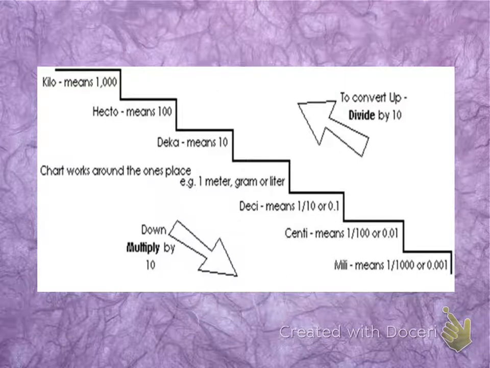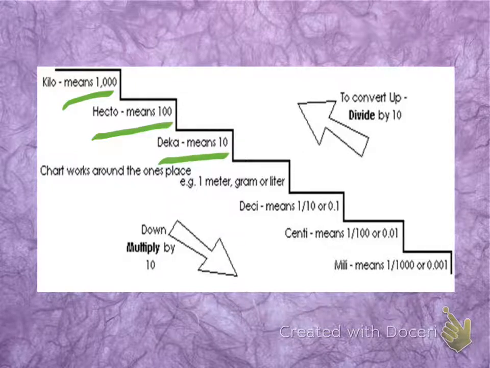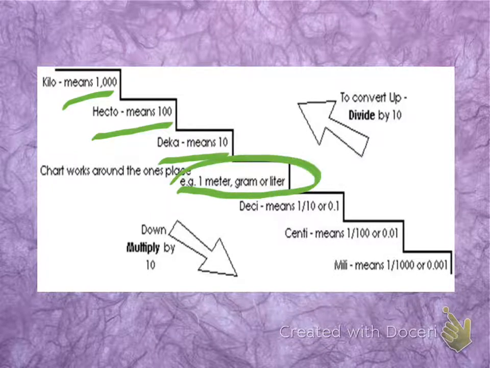This is a little reminder about all of the different denominations of the metric system. We have the kilo, which means 1,000, hecto, which means 100, deca, which means 10, and then we have our base, which is meter, liter, and gram. Meter meaning length, liter meaning capacity, and gram meaning weight.